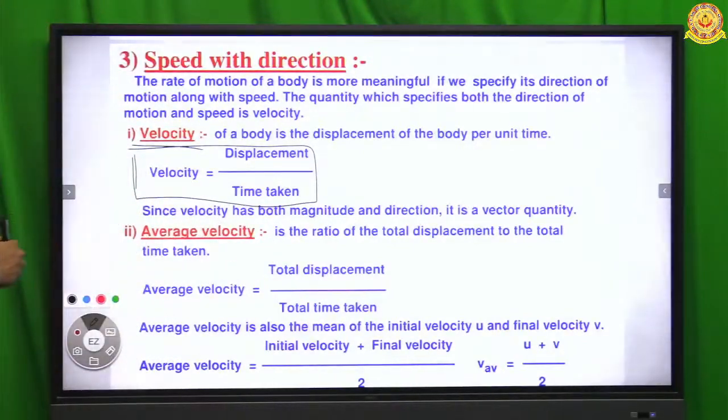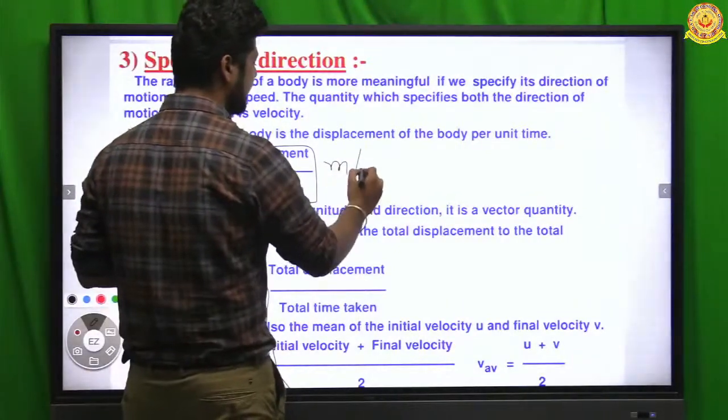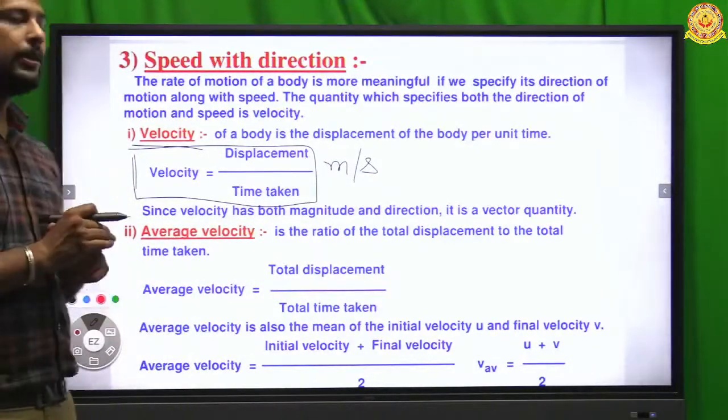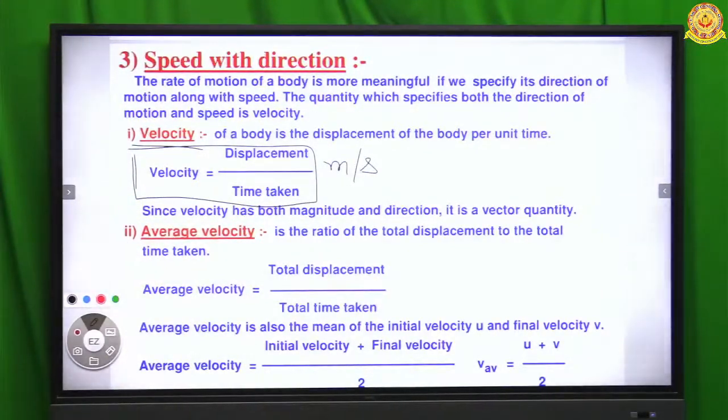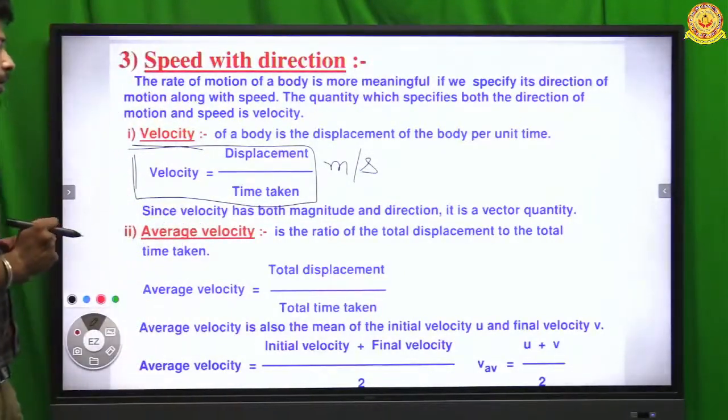Since velocity has direction as well as magnitude, it is a vector quantity. The SI unit of velocity is also the same, meter per second. Now average velocity is also similar: total displacement upon total time, or initial velocity plus final velocity divided by 2.